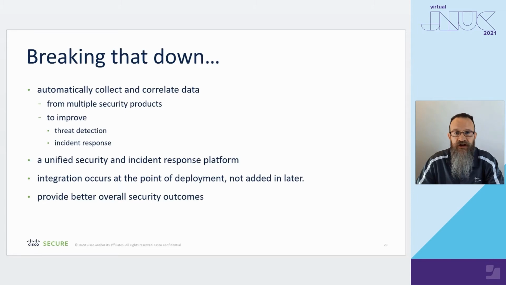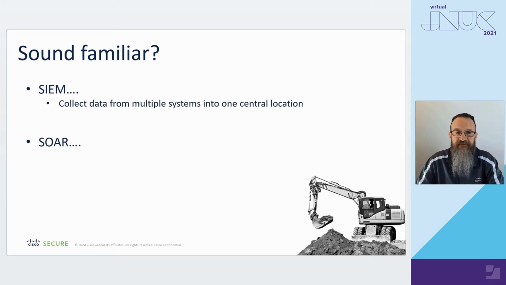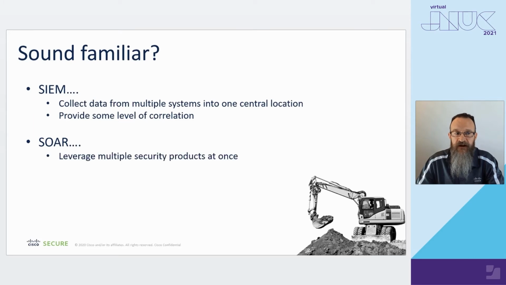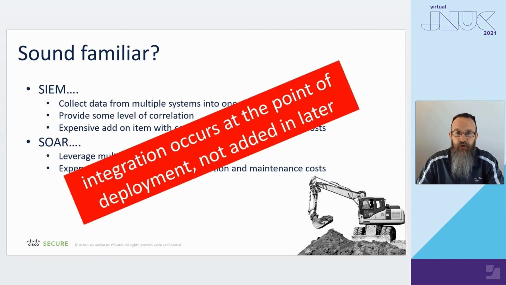Now, you may have heard some of this before. We've got industry acronyms already, like SIEM and SOAR. And what do they do, and why aren't they XDR? Well, the SIEM collects data from multiple systems into one central location. Okay, fair enough. And it provides some level of correlation. A SOAR allows you to leverage multiple security products at once, but both of these are expensive add-on items with configuration and maintenance costs of their own, which goes against the XDR point of integration occurring at the point of deployment, not being something that's added in later.